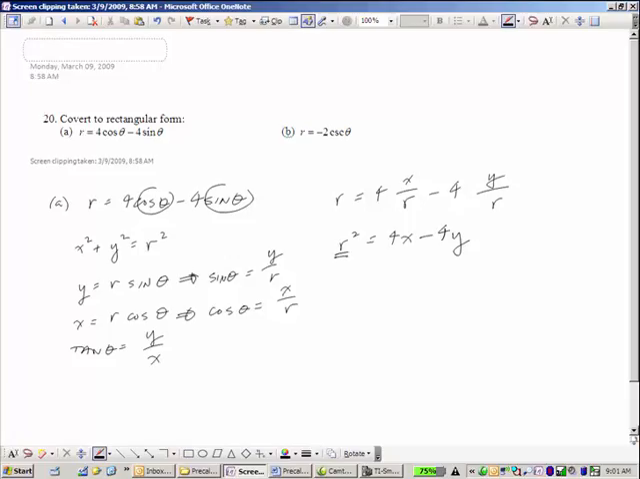And what do I know about R squared? X squared plus y squared is equal to 4x minus 4y. So guess what? I have it all in terms of x's and y's now. Now, I haven't really gotten it to look like anything yet, though. I'm going to do x squared minus 4x plus y squared plus 4y equals 0.